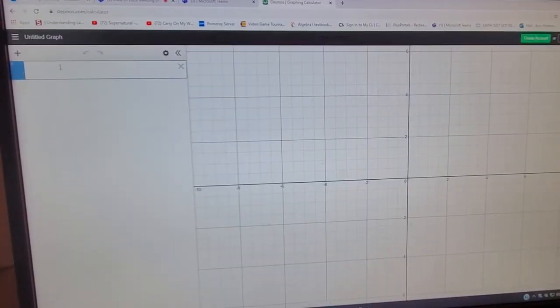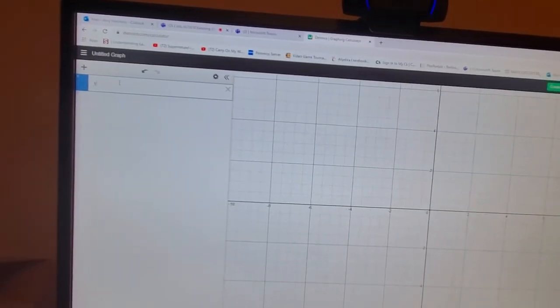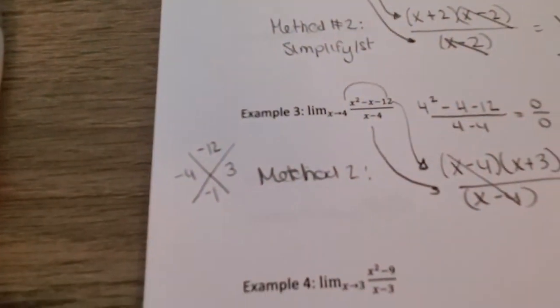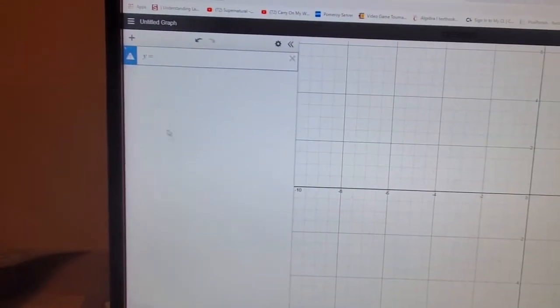And if you go over here on the left, you can put y equals, so you're writing your function, y equals, and then I'm going to put in the function for this problem. So the x squared minus x minus 12 over x minus 4. So to do this, if I hit down here in the bottom, there's this little keyboard.